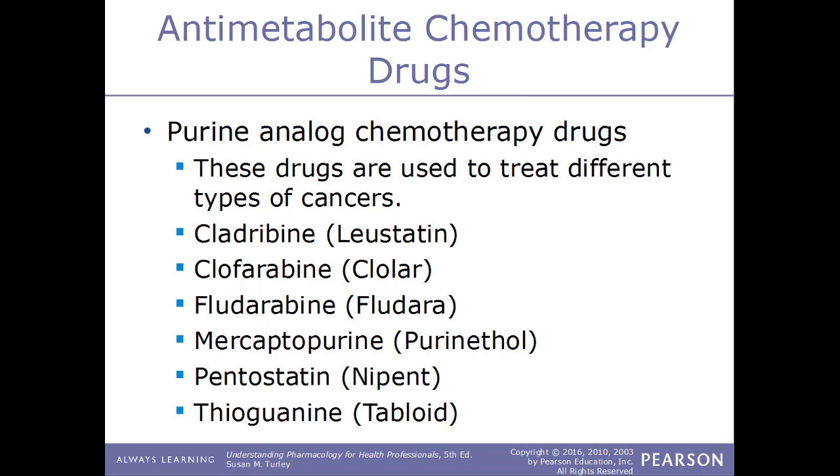And this class of antimetabolites, the purine analogs, are used to treat many different kinds of cancers. Some examples of this kind of antimetabolite drug would include cladribine, known by its trade name Leustatin, clofarabine, known by its trade name Clolar, fludarabine, also known by its name Fludara, mercaptopurine, known by its trade name Purinethol, pentostatin, known by its trade name Nipent, and thioguanine, known by its trade name Tabloid.